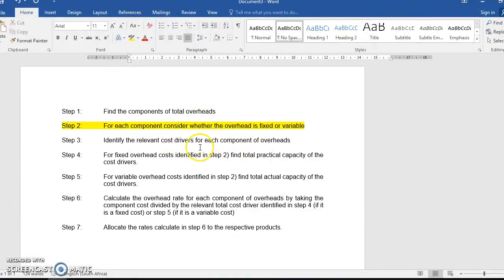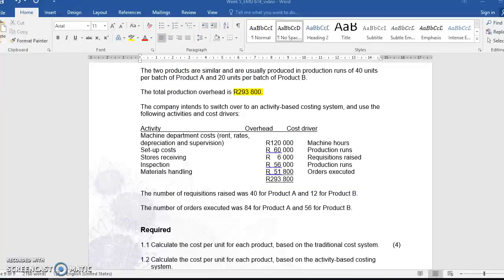So that is step 3. Then steps 4 and 5 have to do with whether you have fixed or variable costs, because that determines whether you have practical capacity for fixed costs or actual capacity for variable costs. In this question there's no practical capacity, so you can just assume everything is actual. So steps 4 and 5 are kind of irrelevant. What that basically means is that we want to know the actual machine hours, the actual production runs, actual requisitions, actual production runs again, and actual orders executed. Okay, so let's go and have a look at that.